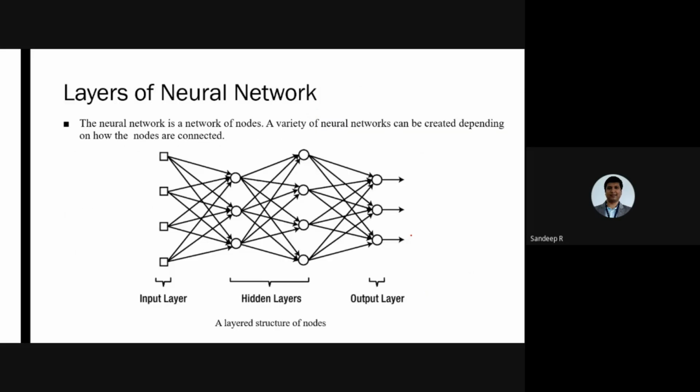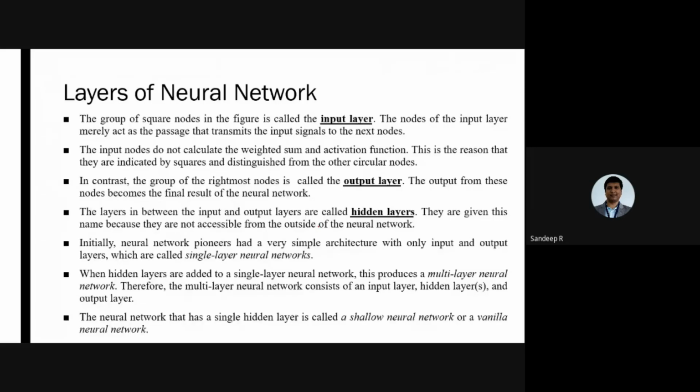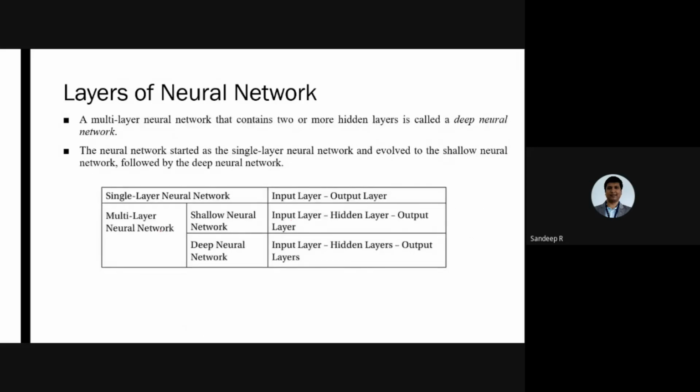Layers of a neural network: input layer, output layer, and the hidden layer. Depending on the number of hidden layers, we can classify the neural network into, say, a single layer neural network, wherein we have one input layer and one output layer. There is no hidden layer. Please observe that. A multi-layer neural network can further be classified into shallow neural network and deep neural network. What is shallow?